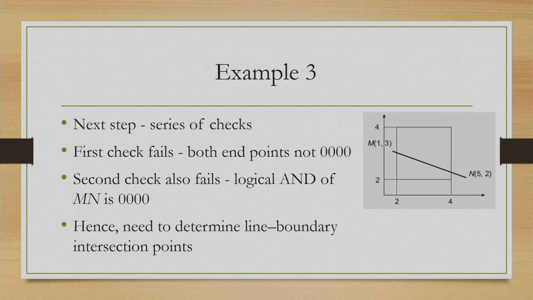Then in the next step we go for the series of checks. Here also first check fails, both endpoints are not equal to 0000. Second check also fails, logical AND results in 0000. So, it is not 0000, so second check fails. Thus, we cannot completely keep it or completely discard it. So, there must be some intersection and we have to determine that intersection and clip the line. So, we need to determine line boundary intersection points and clip it.